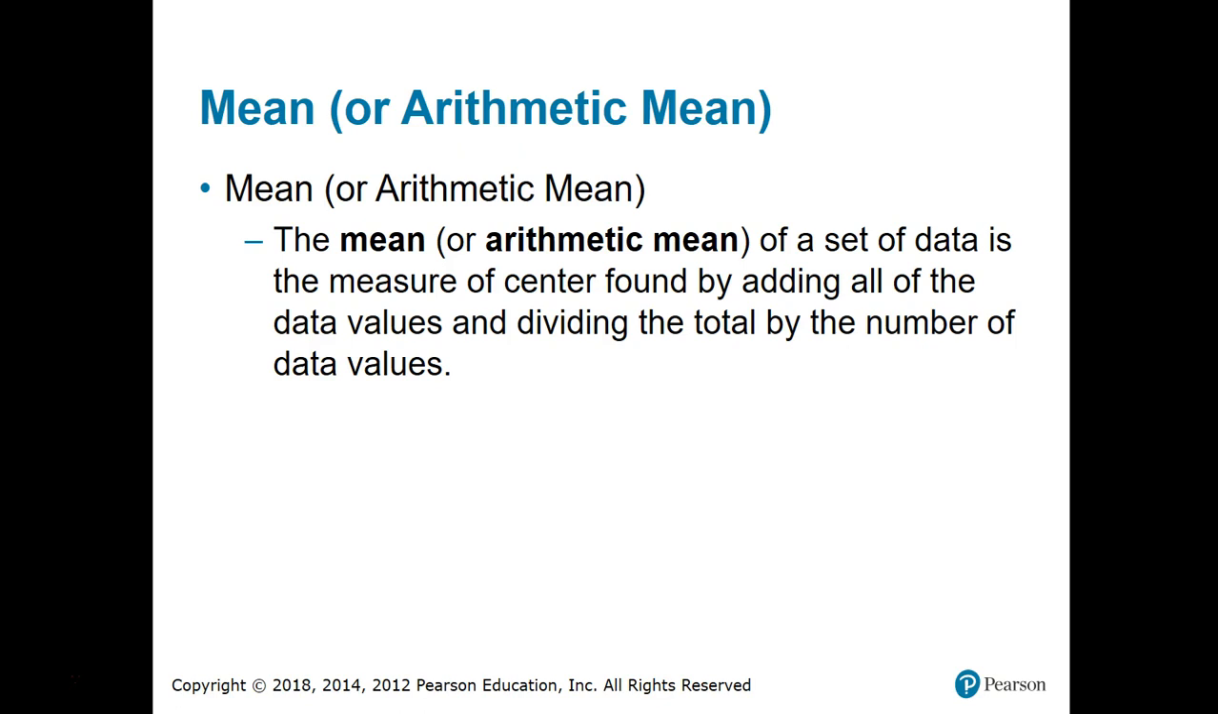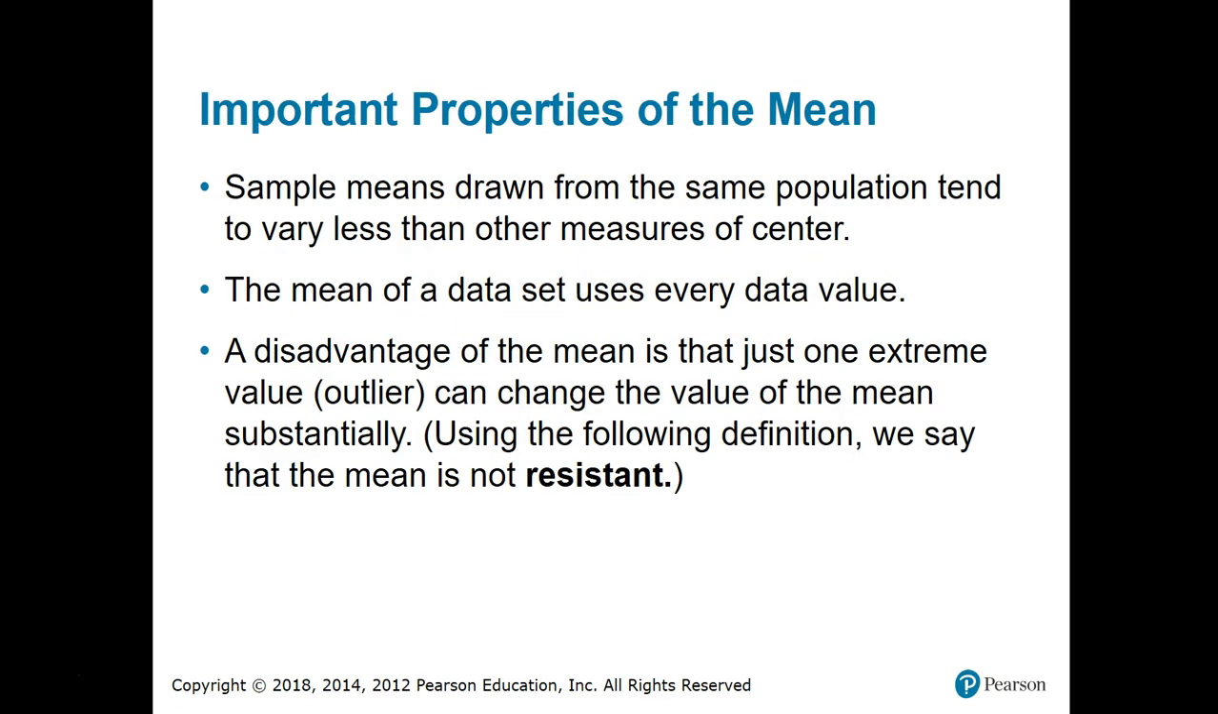So first one will be the mean, or the arithmetic mean. All right, we add up all the data we have and divide by the number of data that we have. So if we have 15 men in the class, we get all of their heights. We add all the heights together and divide by the total number of men we have in the class. And that would be the arithmetic mean.